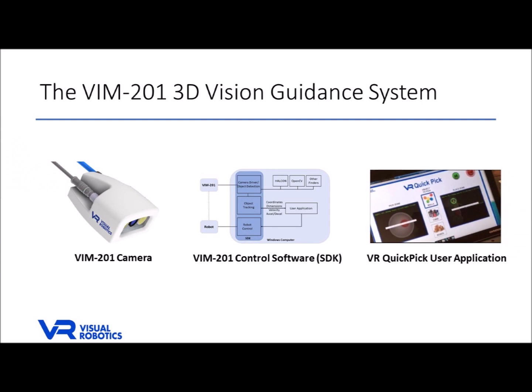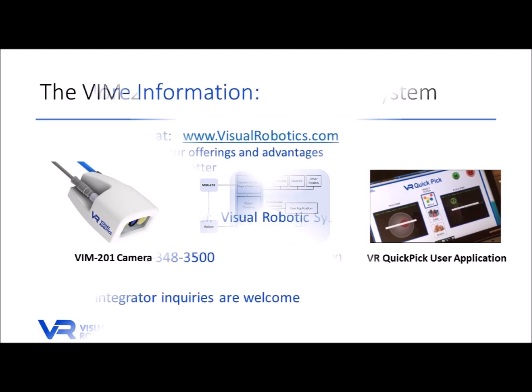The VIM 201 3D vision system will be available soon. You can see how its power and flexibility open up hundreds of applications to automation that were previously impossible or too expensive to automate. It includes not only the camera, but also a software development kit that makes our special capabilities available to custom applications. And it also comes with QuickPick, our own easy-to-use pick-and-place software application.